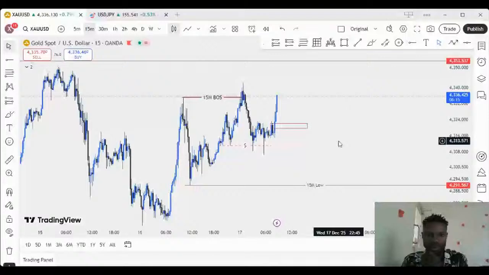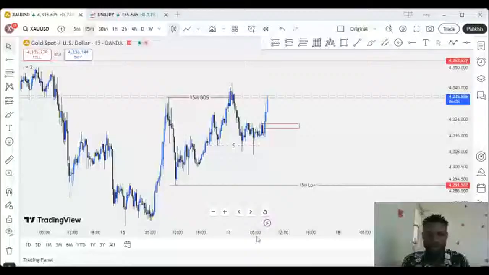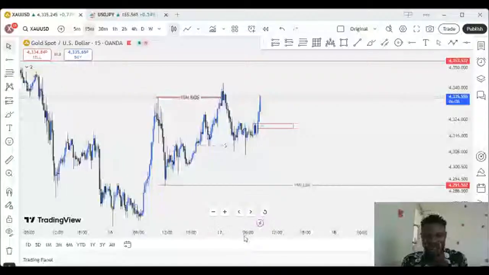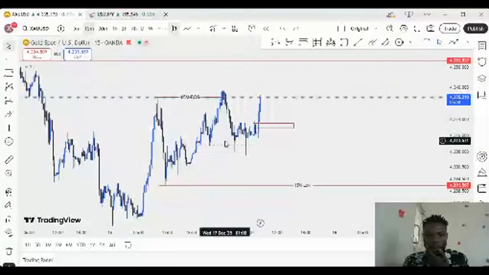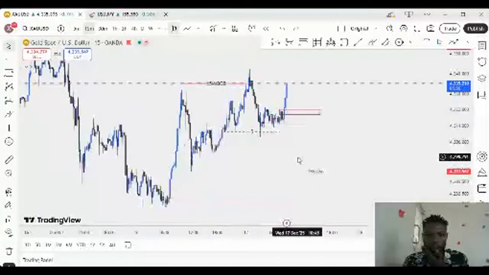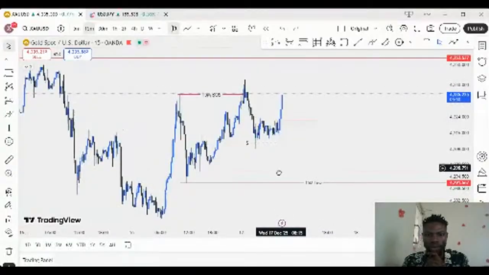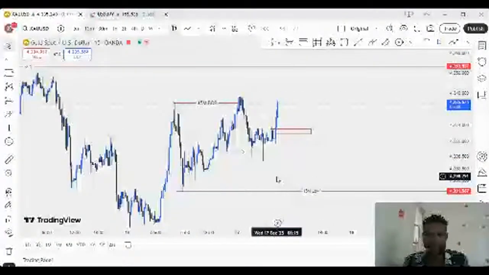See as gold flexes, it must go up. I want it to break this level before it comes back. Let me check USDJPY.